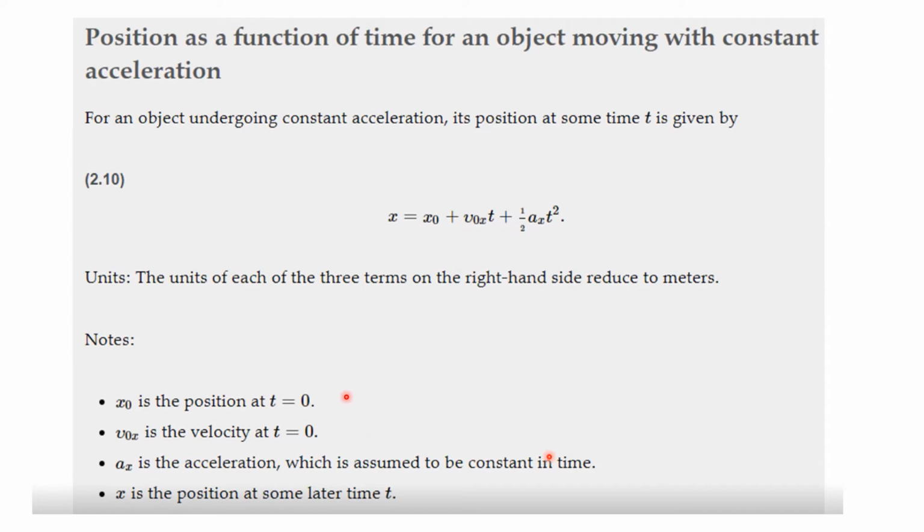So x0 is the position at time t equals 0, v0x is the velocity at time t equals 0, ax is the acceleration, and that's assumed to be constant in time, and x is the position at any time later t.